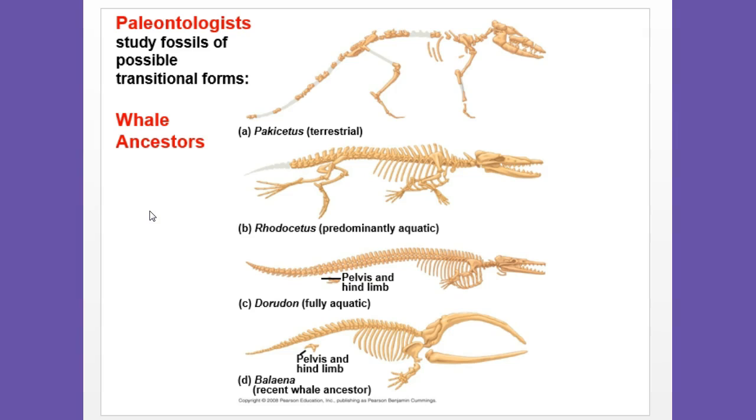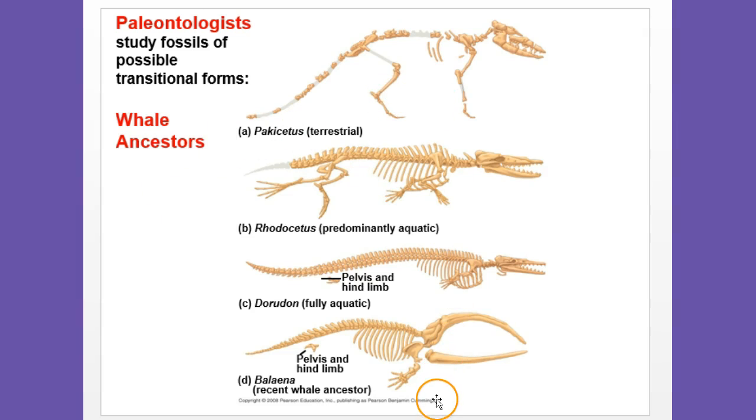Additional fossils show that Pakicetus and Rhodocetus had a type of ankle bone that is otherwise unique to a group of land mammals that includes pigs, hippos, cows, camels, and deer, called an ungulate. Alright, the similarity strongly suggests that cetaceans are most closely related to this group of land mammals.